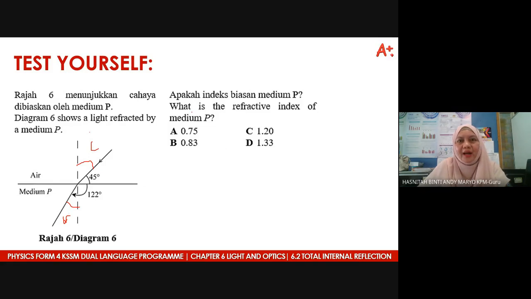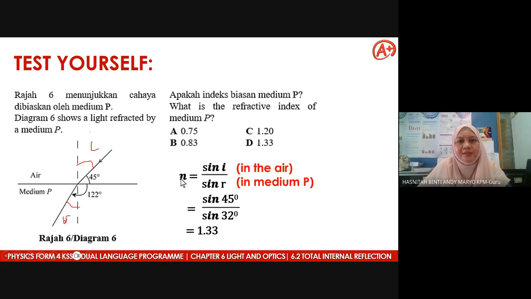The question asks, what is the refractive index of medium P? What formula can we apply here? This does not involve the critical angle, so we can use n equals sine I divided by sine R. It doesn't give the critical angle, so we can use the Snell's law formula where n equals sine I over sine R.